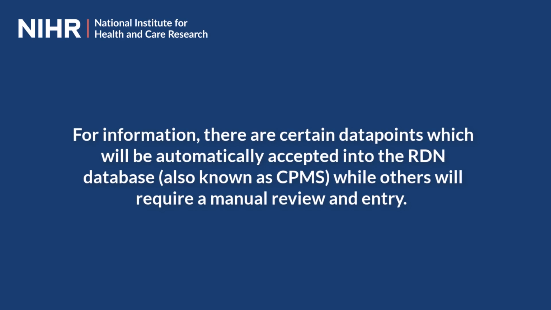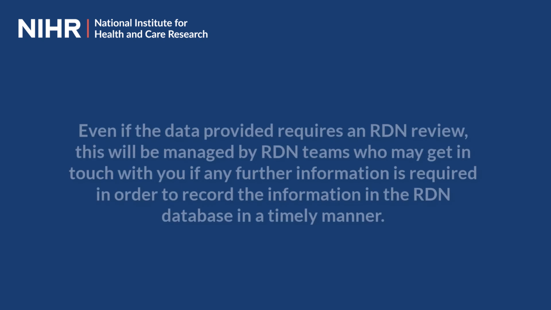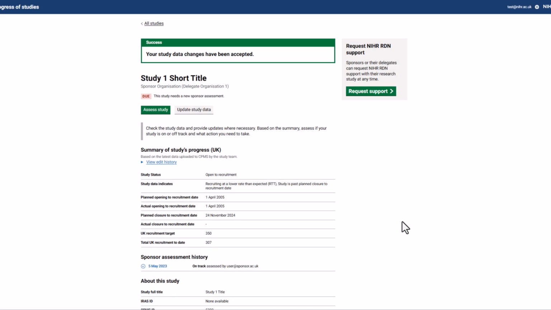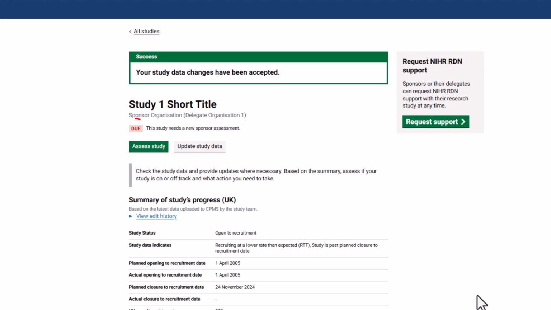For information, there are certain data points which will be automatically accepted into the RDN database, also known as CPMS, while others will require a manual review and entry. Even if the data provided requires an RDN review, this will be managed by RDN teams, who may get in touch with you if any further information is required, in order to record the information in the RDN database in a timely manner. In either case, the user's submitted updates will be visible within the audit panel of the study page. Depending on the information the user provided, the requirement of the study assessment, as indicated by the pink due flag, may have changed.